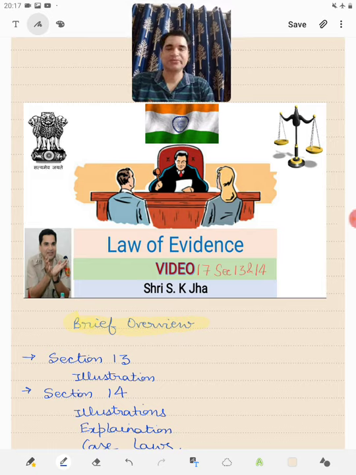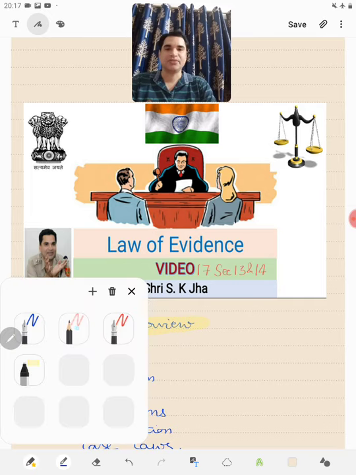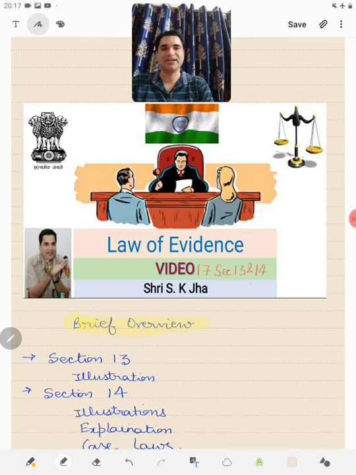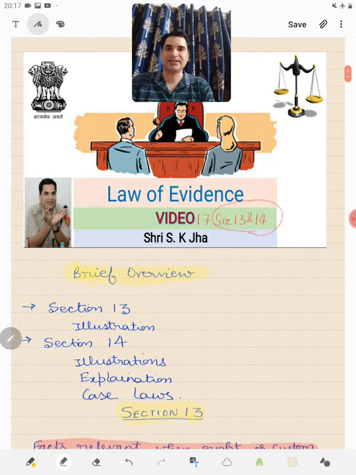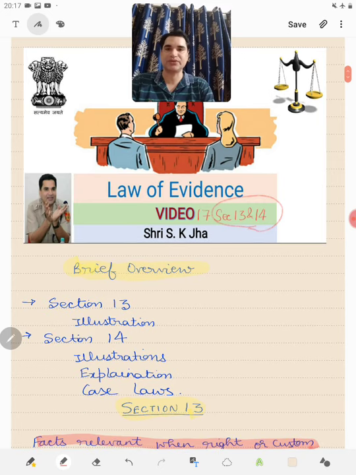In this session, we will be discussing Section 13 and 14 of the Indian Evidence Act. So let's begin, and as usual, let us have a brief overview of what we are going to discuss in this session. First of all, we'll see Section 13 and an illustration attached to it. Thereafter, we will study Section 14, its illustration, and the explanations which are attached.